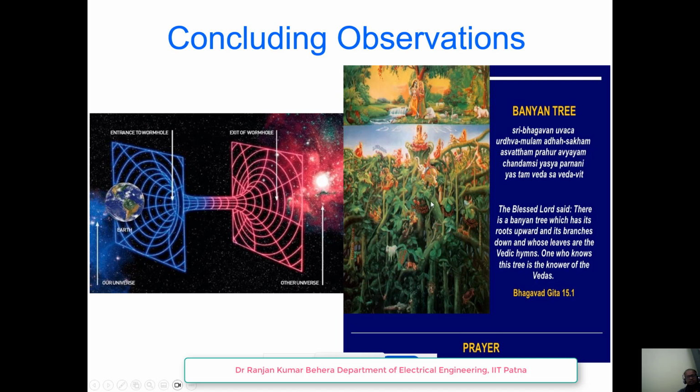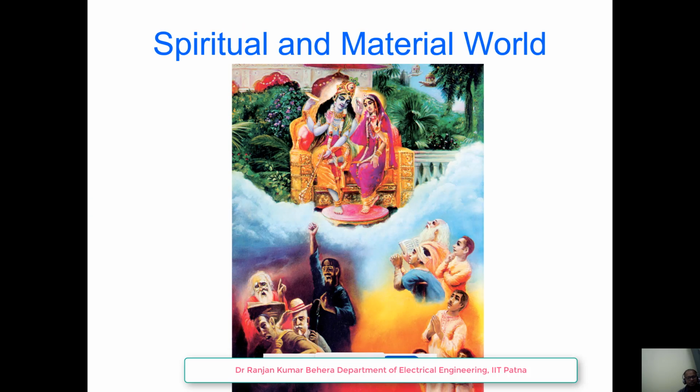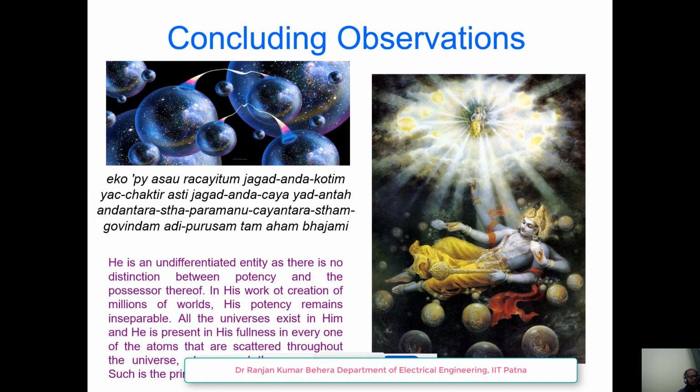So in the Bhagavad Gita it says, Sri Bhagavan uvacha: urdhva-mulam adhah-sakham asvattham prahur avyayam chandamsi yasya parnani yas tam veda sa veda-vit. The Blessed Lord said, there is a banyan tree which has its roots upward and its branches down. Its leaves are Vedic hymns. One who knows this tree is the knower of the Vedas. Very beautifully given.